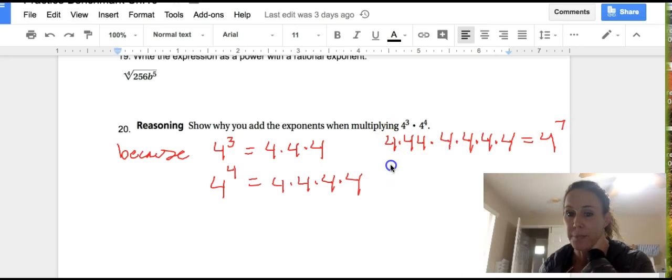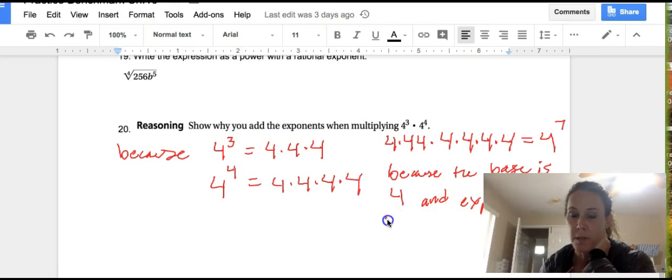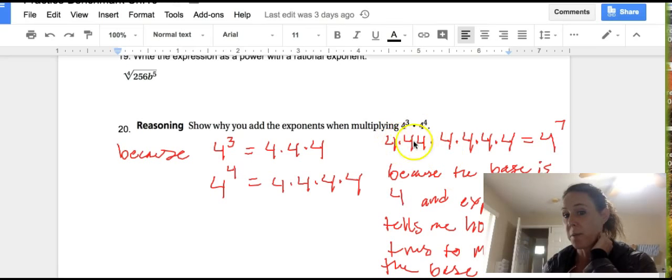And you would say something like, because the base is 4 and the exponent tells me how many times to multiply the base. It tells me to multiply 4 by itself 3 times. Here it tells me to multiply 4 by itself 4 times. So when I add these all together, I get 4 to the 7th.